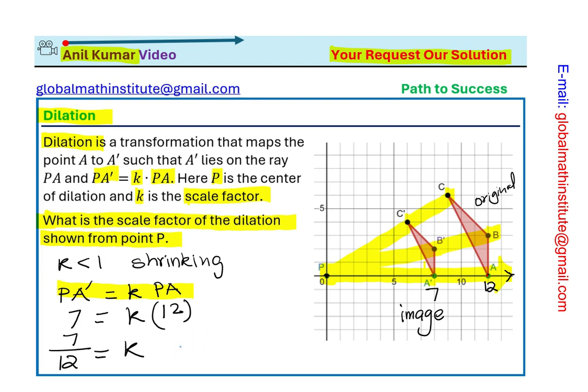So that is how we find, from the given original and the image, the transformation because of dilation, and we can now find the scale factor k as shown here. I hope this concept is absolutely clear.